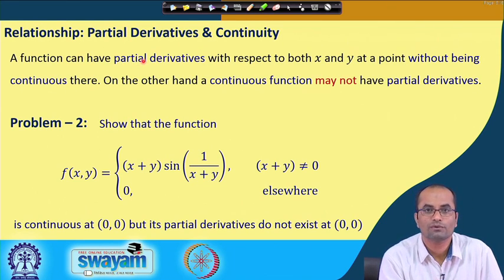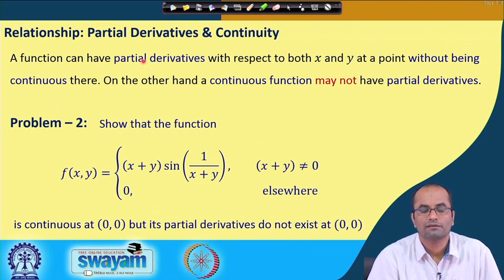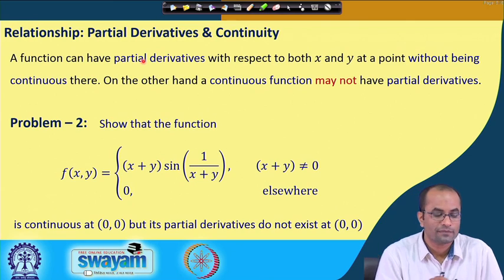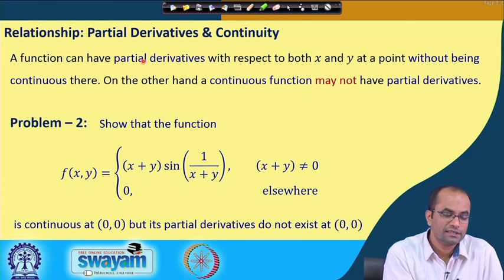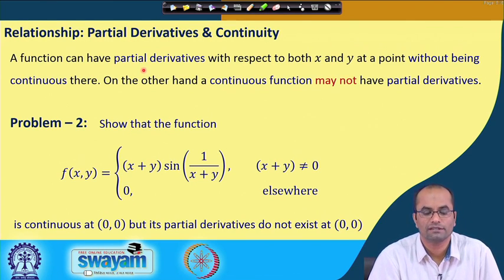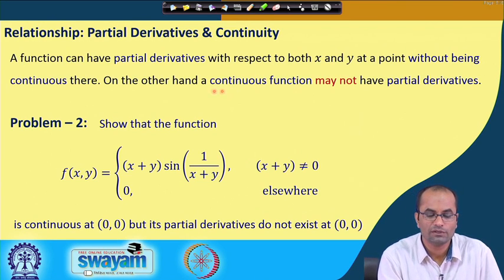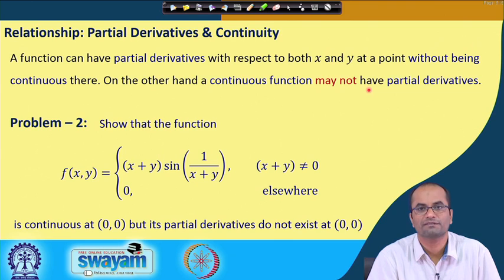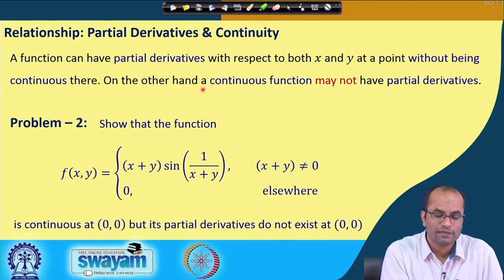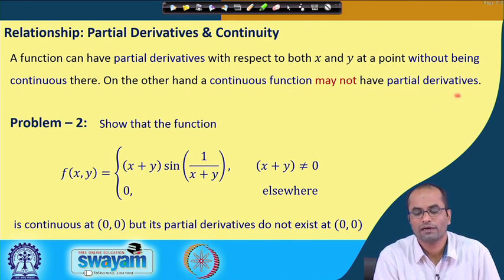When we talk about the usual derivatives, continuity is a must for differentiability, or getting the derivative there. In case of functions of a single variable, we need continuity of the function, but in this case a function can have partial derivatives with respect to both x and y at a point without being continuous there. On the other hand, a continuous function may not have partial derivatives. So, the other way around, we can have a continuous function, but it may not have partial derivatives.